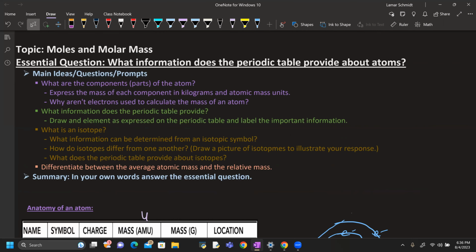And then we know about isotopes. And isotopes are very important to understand because we can't understand average atomic mass without discussing isotopes. So we can't understand relative mass without understanding isotopes. Now we know how those are calculated. And then, so I want you to put in your own words, using the ideas from our main ideas, questions/prompts in the summary, answer the essential question.